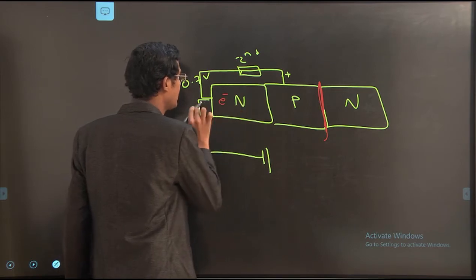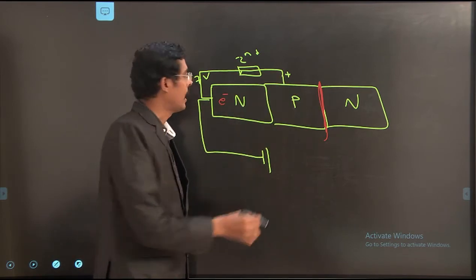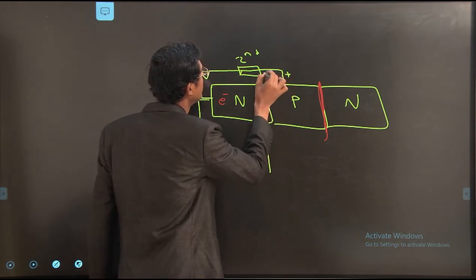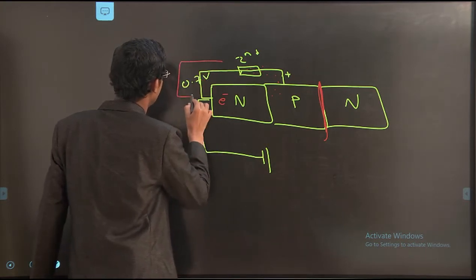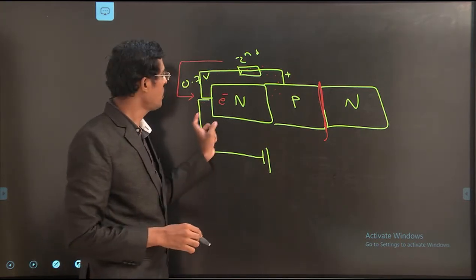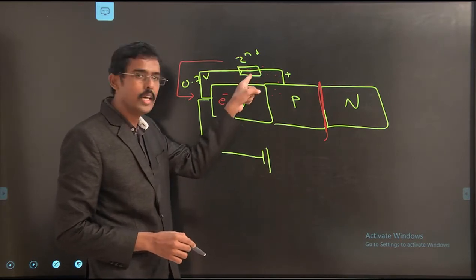It is pushed, repelled there, and comes here and is absorbed by the positive. Right? And then it starts to flow, and the circuit is closed here again. Right? Now the flow has started. Okay?